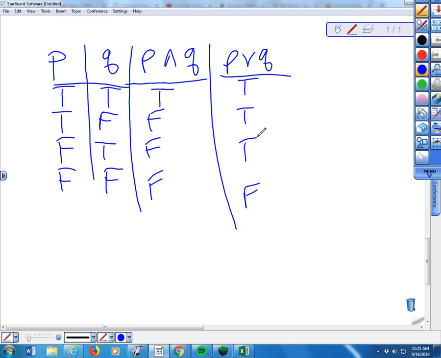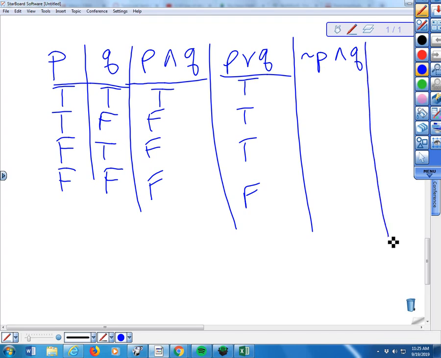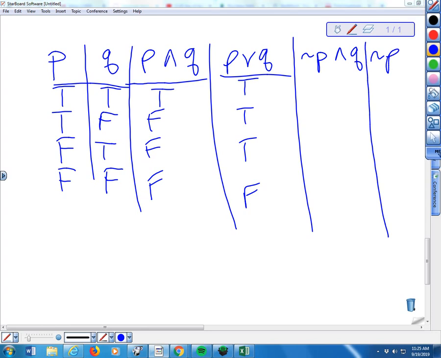Okay? And how these work, let's say I'm going to go a little further and say not P and Q. Well, to do this one, I need to have a not P column so I can compare them. So I'm going to do this not P column first and then go look at this one. So not P just means the opposite of P, right? So I look at the not P column and it's going to be false, false, true, true. It's just the opposite of the P column.